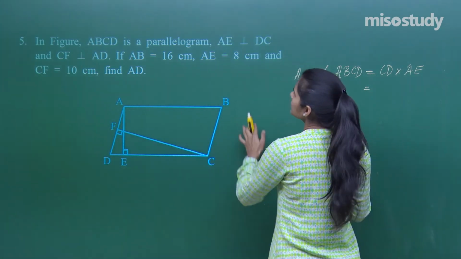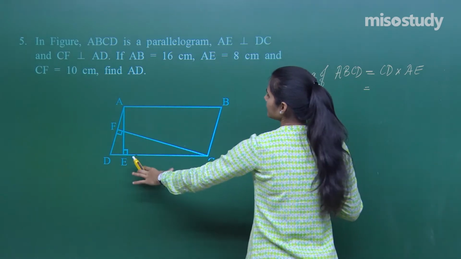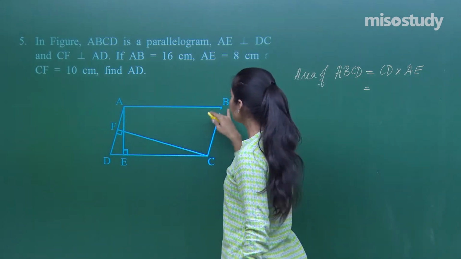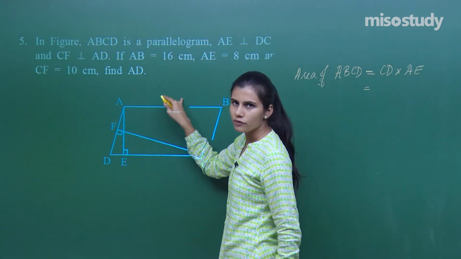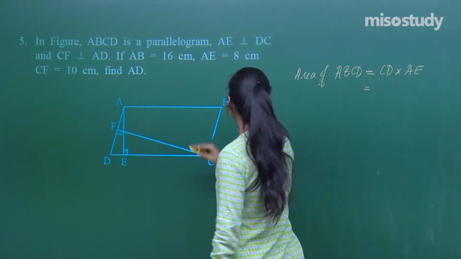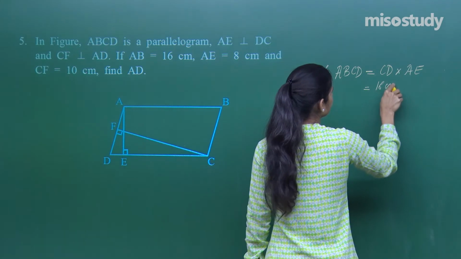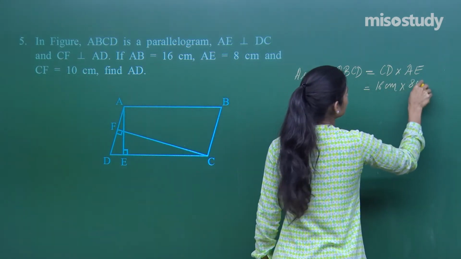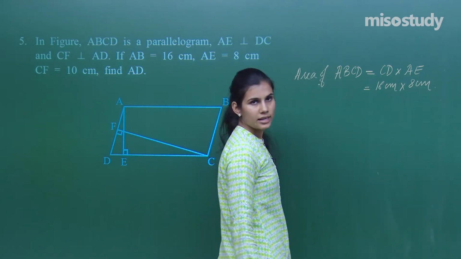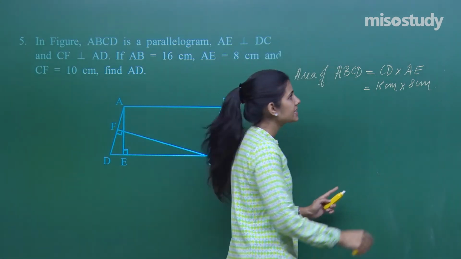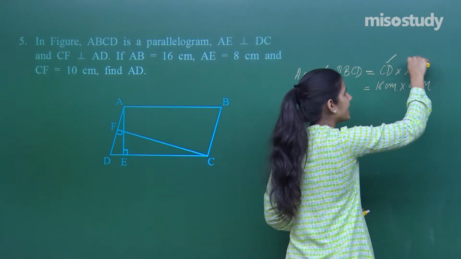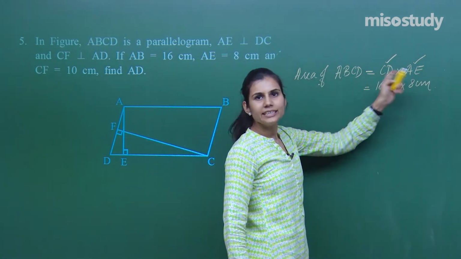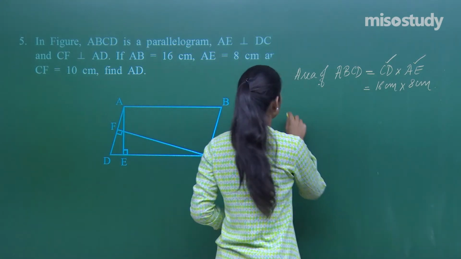CD's length is given to me or not? AB's length is given to me as 16, but I know if ABCD is a parallelogram, then opposite sides are of equal measure. So even CD's length is 16 centimeters. And AE's length is given as 8 centimeters. If I take CD as the base, then AE is the altitude. So with respect to CD, this is my area of the parallelogram.